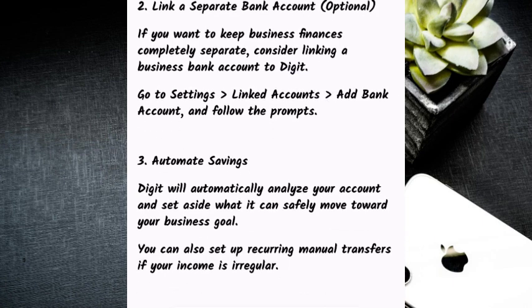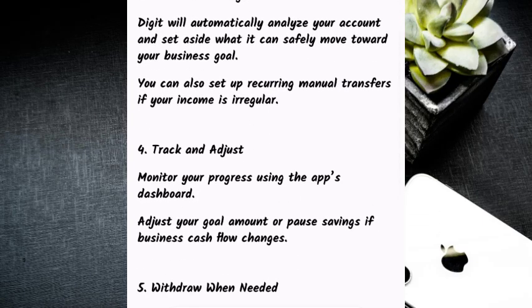Next, automate savings. Digit will automatically analyze your account and set aside what it can safely move towards your business goal. You can also set up recurring manual transfers if your income is irregular. Next, track and adjust. Monitor your progress using the app's dashboard. You can also adjust your goal amount or pause savings if business cash flow changes.